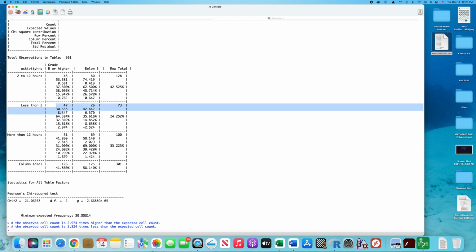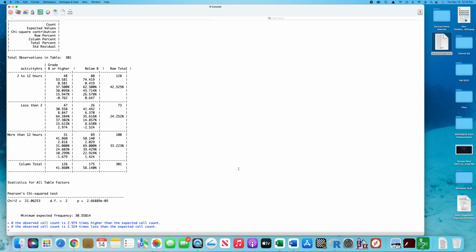Specifically, the grades of B or higher are higher than we would have expected. The grades well below B are lower than we would have expected. So that tells you again that the number of hours of extracurricular activities has a relationship, which is kind of what you would expect, I would think, on final grade.